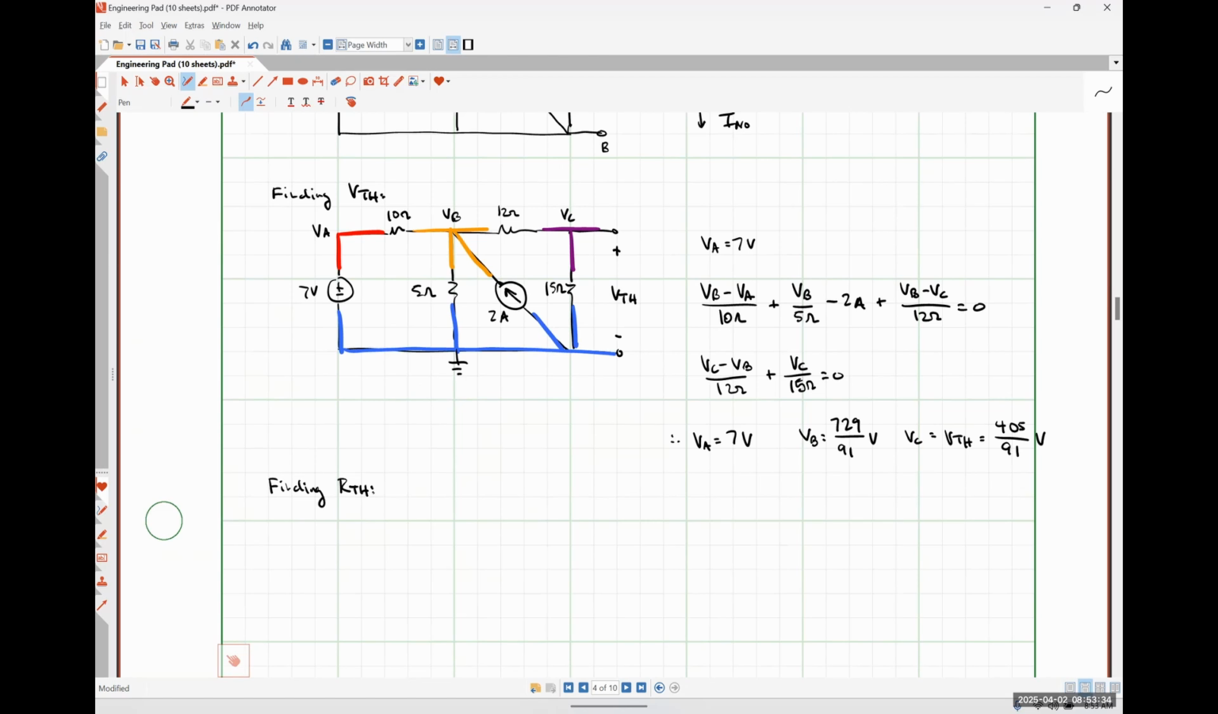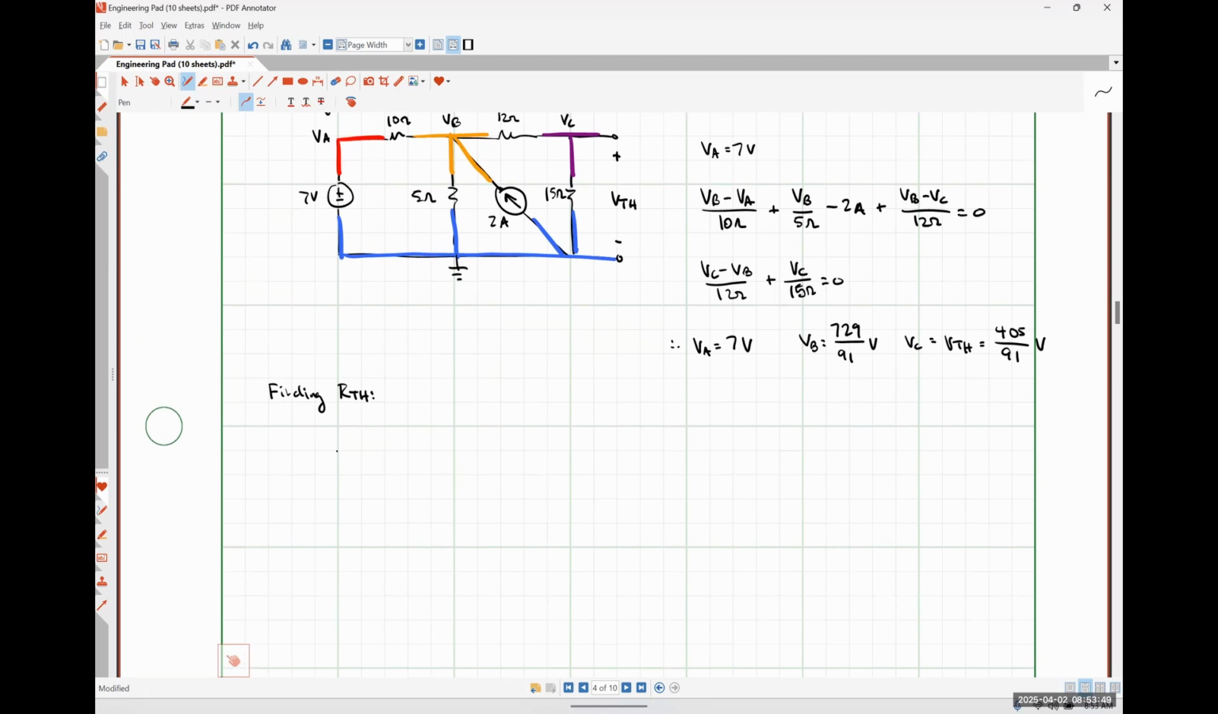So in this case, I'm just redrawing my circuit and I'm turning off my independent sources. So my 7-volt source is going to look like a short circuit. My 2-amp source is going to look like an open circuit, which means I'm just not going to bother drawing it. So essentially, I should have something that looks like this. So there's my short circuit for my 7-volt source.